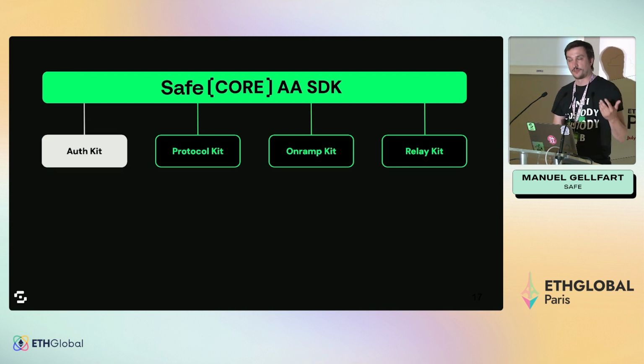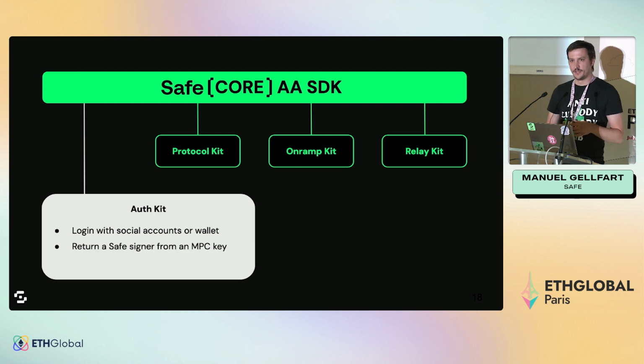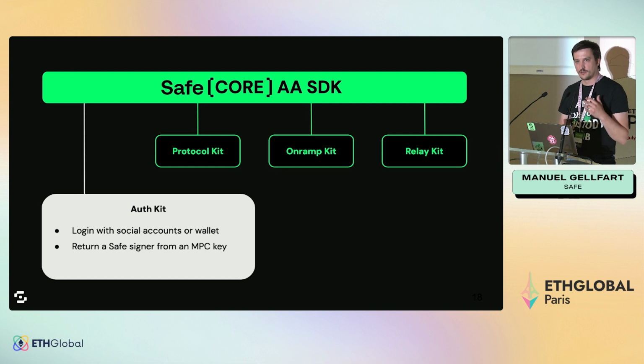As the name says, it's for authentication. That means it's a kit to create an Ethereum address, which then becomes a signer of a Safe. Currently, you can, for instance, use a social account, your Google account or your Apple ID, to create a signer using MPC through a provider, and use that as a Safe signer for a deployed Safe.